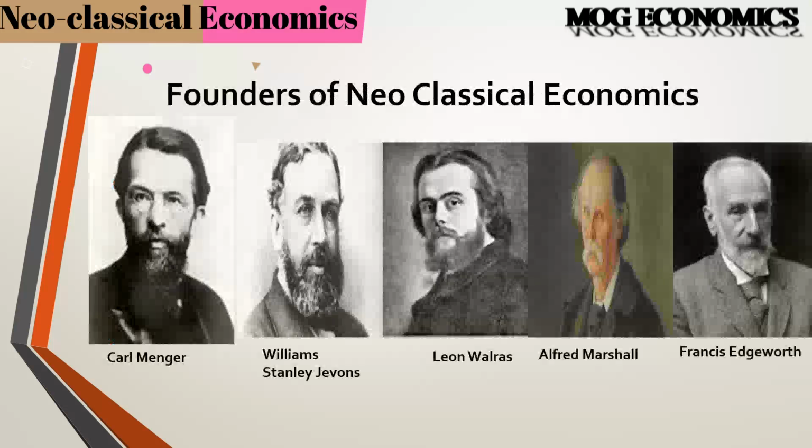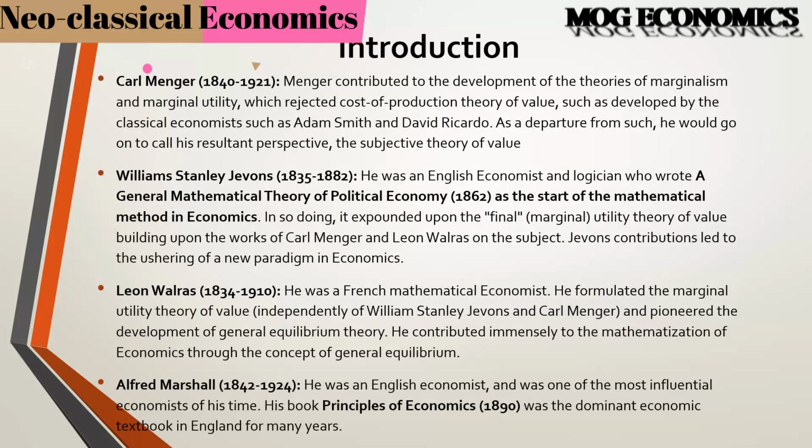Now these are the founders, their images, as I've been doing throughout the course. I just let you see the images of the people that contributed to whatever school of thought we are looking at. So look at Karl Menger there, that's Jevons, Walras, Marshall, and Francis Edgeworth. Okay, Karl Menger, he lived between 1840 and 1921.